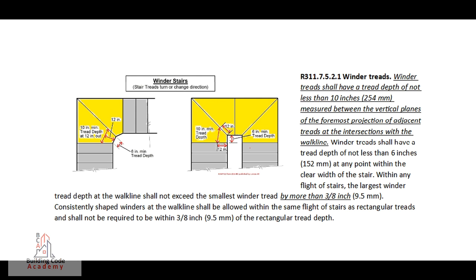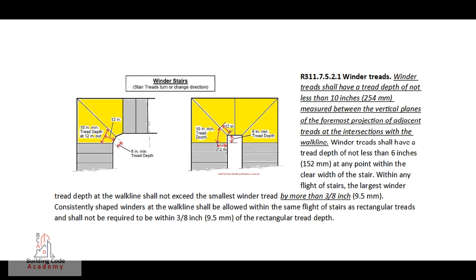R311.7.5.2.1 Winder Treads. Winder treads shall have a tread depth of not less than 10 inches, 254 millimeters, measured between the vertical planes of the foremost projection of adjacent treads at the intersections with the walk line. Winder treads shall have a tread depth of not less than 6 inches, 152 millimeters, at any point within the clear width of the stair.